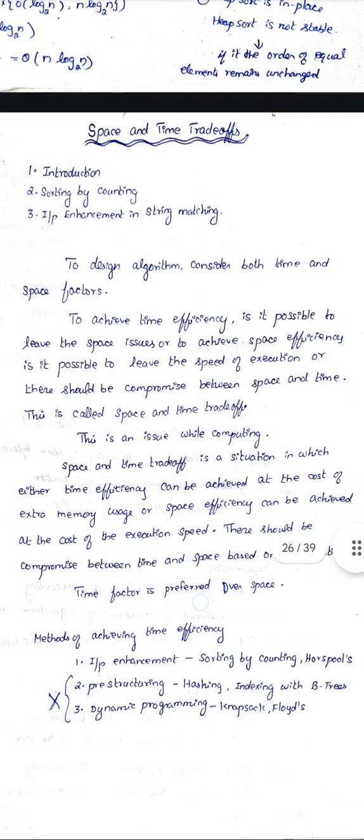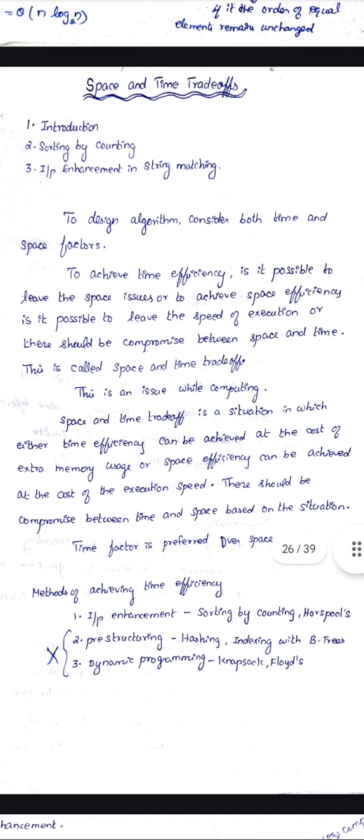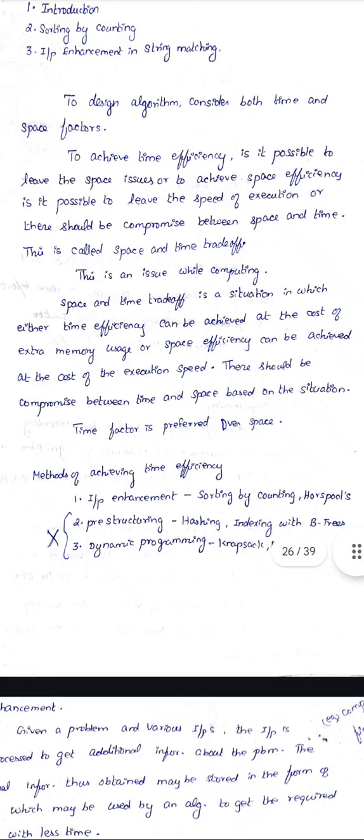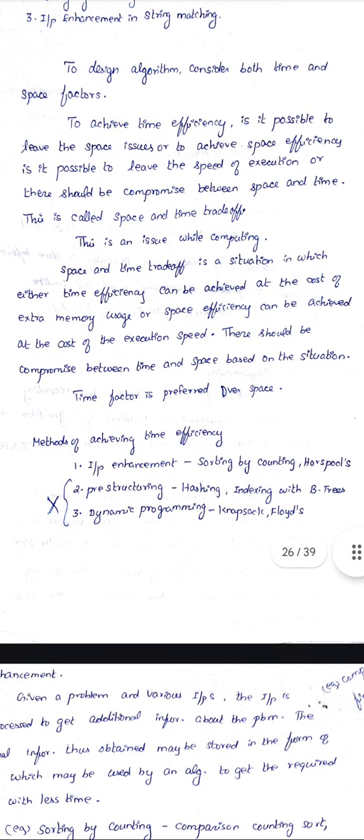Introduction. Sorting by counting. Input enhancement and string matching. To design an algorithm, consider both time and space factors. To achieve time efficiency, is it possible to leave the space issues? Or to achieve space efficiency, is it possible to leave the speed of execution, or should there be a compromise between space and time? This is called space and time trade-offs.